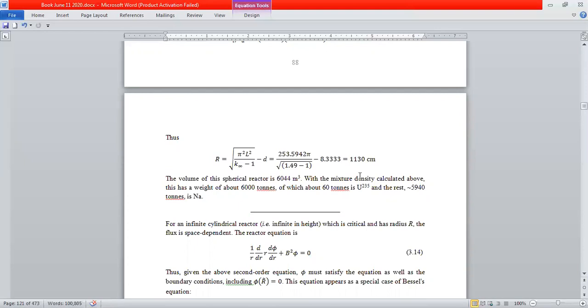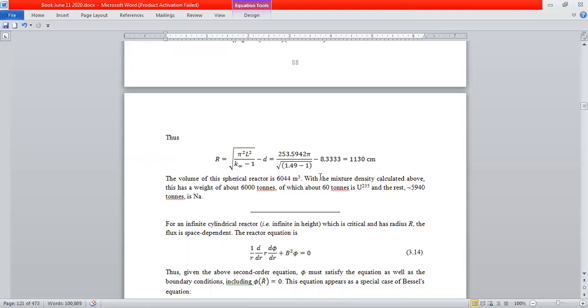That means 35 feet. So can it fit into my drawing room? No. So I need to make it smaller. Okay, but that we'll come to next time. So the volume of the spherical reactor is also huge.